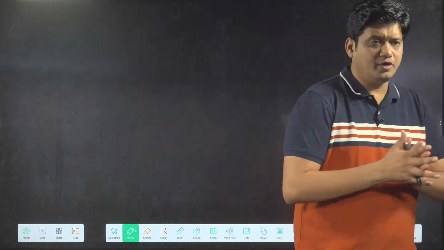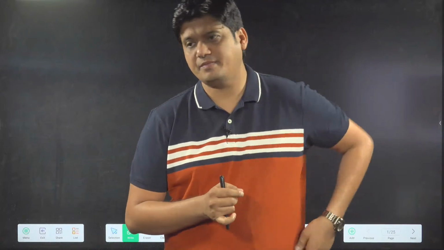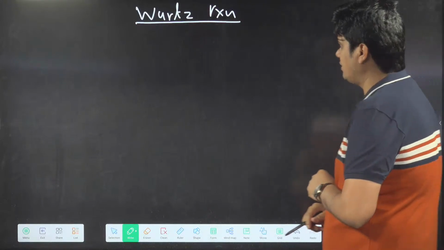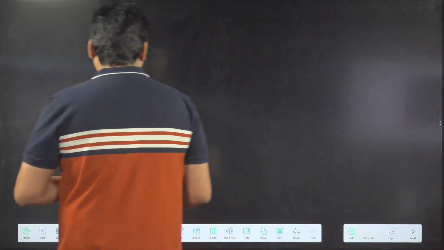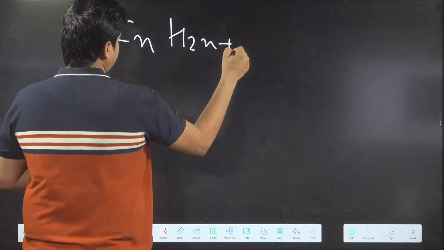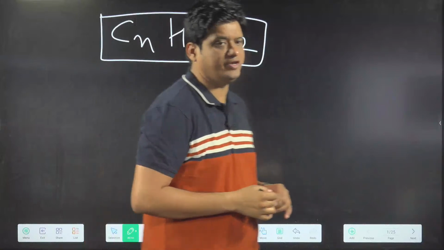So today I am going to discuss organic chemistry, mainly the class 11th part. We start with the alkane chapter. In alkane, we start with the methods of preparation. You know the general formula of alkane. What is it? CnH2n+2. This is the general formula of alkane, and they are also known as paraffins.